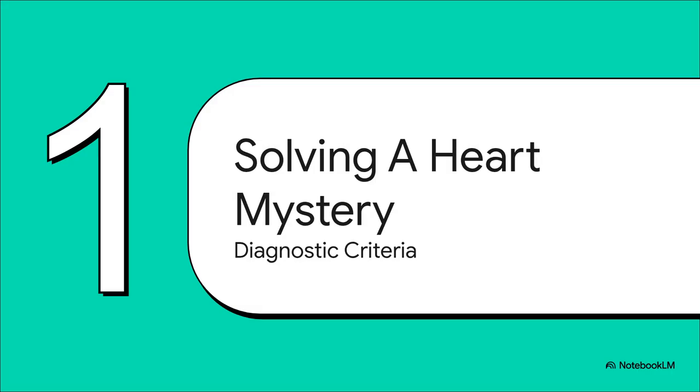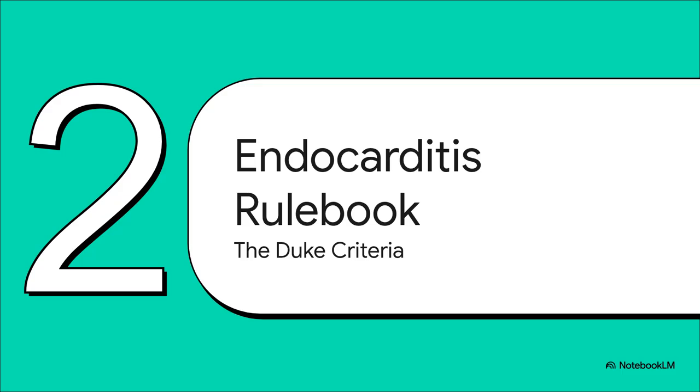And that method, it comes in the form of something called diagnostic criteria. Just think of these as the official rule books for a medical investigation. They're basically these super detailed checklists that guide a doctor all the way from, something's not right here, to a precise confirmed diagnosis. All right, so let's open up our first case file.